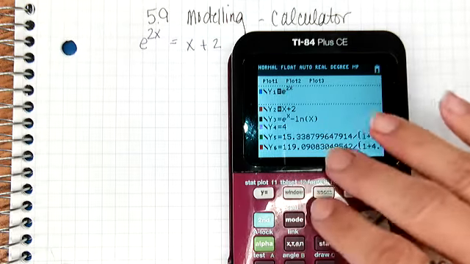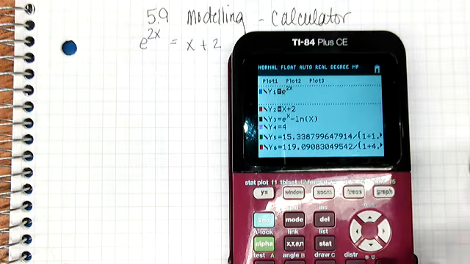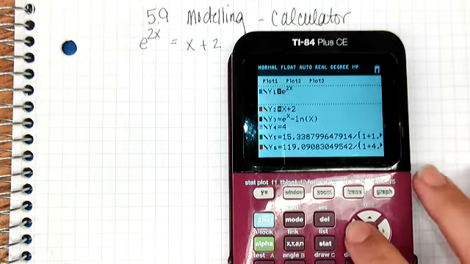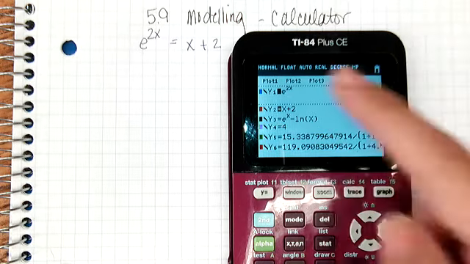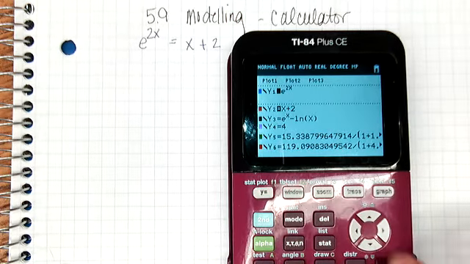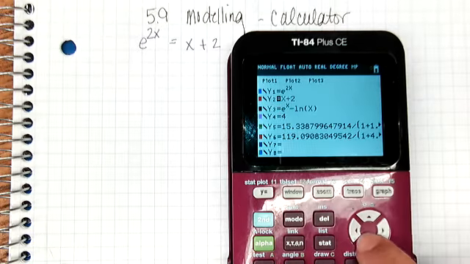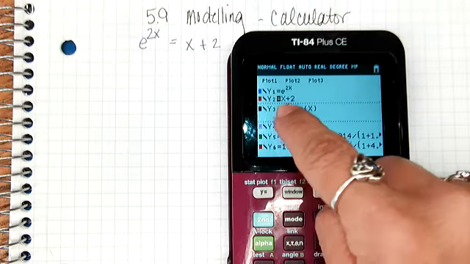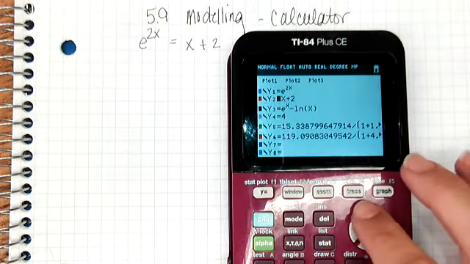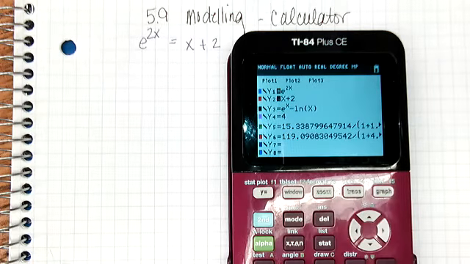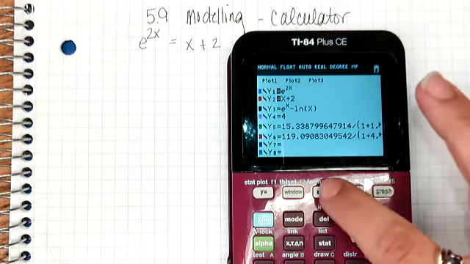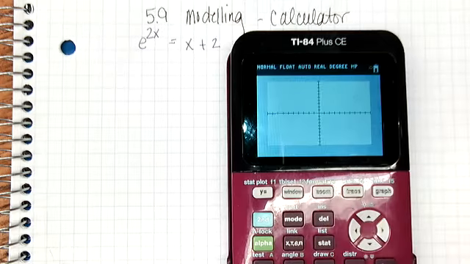I have a bunch of other things in my calculator, so hopefully you remember how to turn equations on and off. If you want to turn an equation on or off, highlight the equal sign. You push enter, it switches from being darkened to not being darkened, bold I should say. Okay, so I have these two equations turned on, e to the 2x and x plus 2. And when all else fails, I'm going to do a zoom 6.